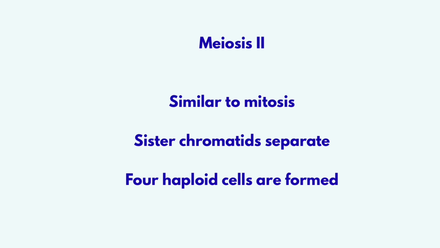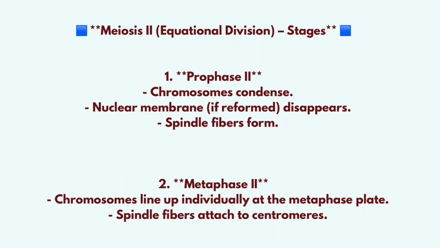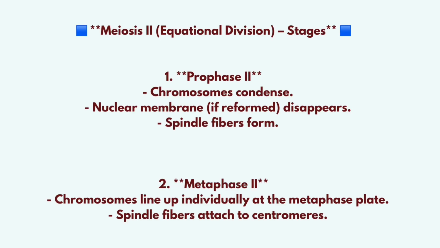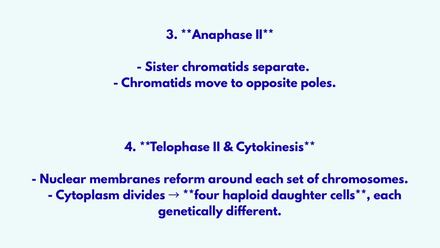In meiosis second, similar to mitosis, separates sister chromatids. Prophase 2, chromosomes condense, nuclear membrane disappears, spindle fibers form. Metaphase 2, chromosomes line up individually at the metaphase plate. Anaphase 2, sister chromatids separate and move to opposite poles. Telophase 2 and cytokinesis, nuclear membranes reform, cytoplasm divides, 4 haploid daughter cells, each genetically different.